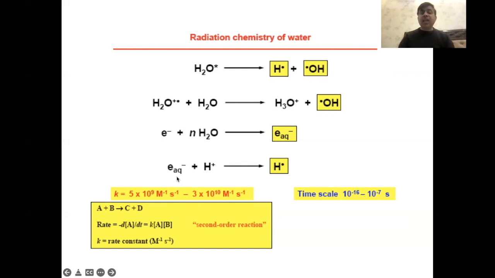Solvated electron, if it finds any positive species, leads to a hydrogen. So the primary species which form are the hydrogen radical, hydroxyl radical and the solvated electron. If you see the typical rate constant values, they correspond to somewhere between 5 × 10⁹ per mole per second to 3 × 10⁻³ per mole per second. So basically, it is considered a second order reaction, like a situation A plus B gives C plus D. It is a second order reaction, meaning that both species play a role in the rate determining step. The time scale, again, is 0.1 to 0.01 femtoseconds.